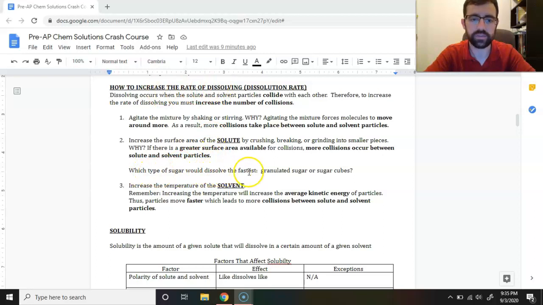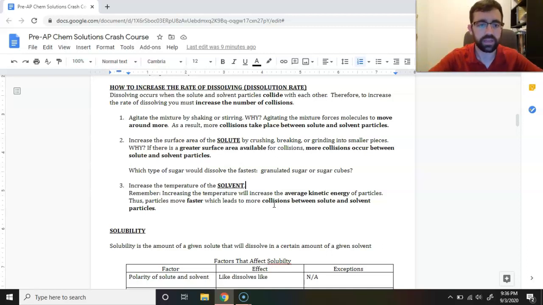So which of these types of sugars would dissolve faster? Granulated sugar or sugar cubes? Hope you know the answer to that would be granulated sugar. So if you're following along with your notes, you could bold that or underline it. That's the one that would dissolve faster because there's a greater surface area, there's smaller particle size.